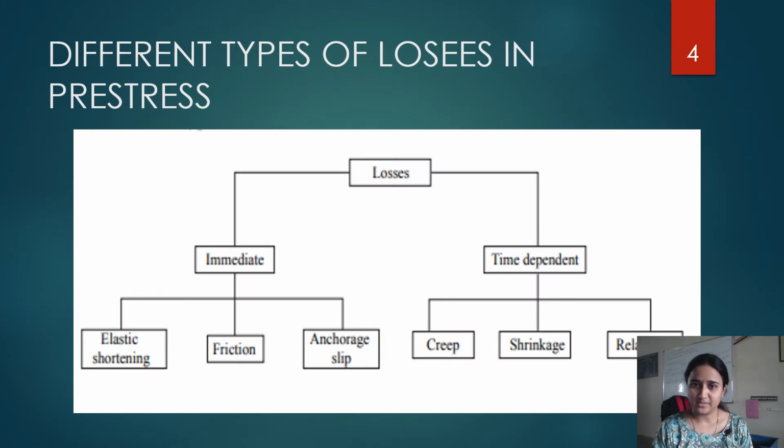So again the same losses: immediate loss and time dependent loss, meaning short term losses and long term losses. Just see this diagram very carefully and remember this chart. Short term or immediate losses are elastic shortening, friction and anchorage slip. And time dependent losses are creep, shrinkage and relaxation.